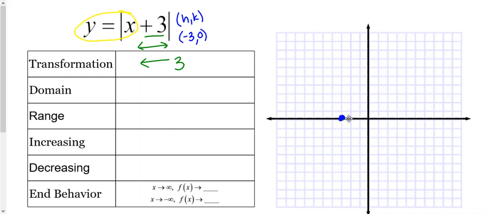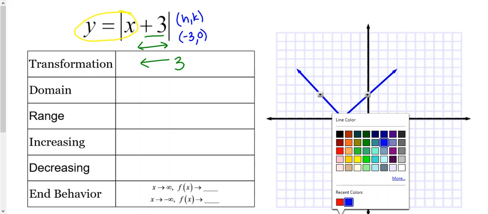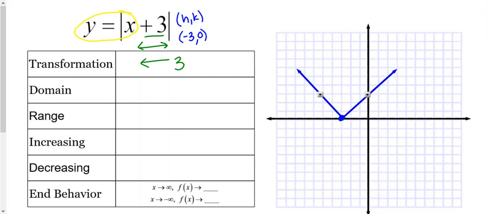Oops, sorry. Back to my lines. And then I'm going to change those to blue in 1 second, guys, just so we don't get confused. There we go. All right, and there's my graph.